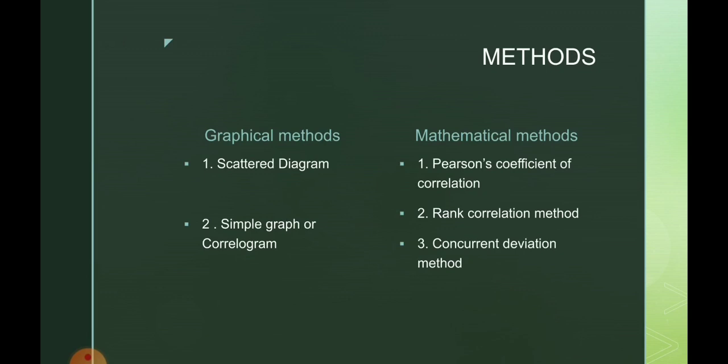In the mathematical method, we have three types of coefficient of correlation. First is Pearson's coefficient of correlation, then rank correlation, and third is concurrent deviation, which we will study later. So first we will concentrate on graphical methods.